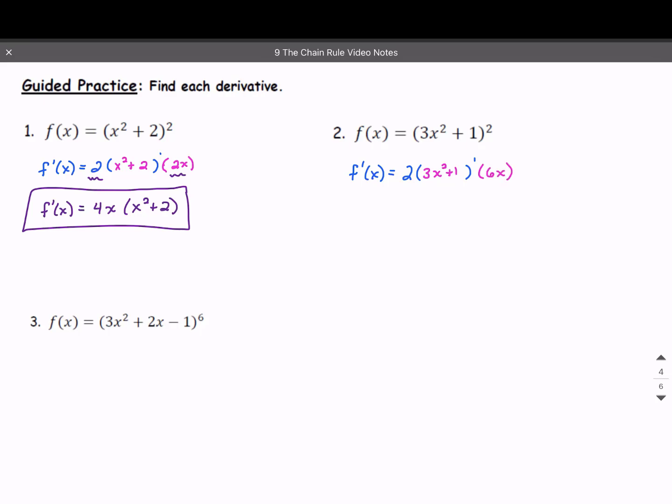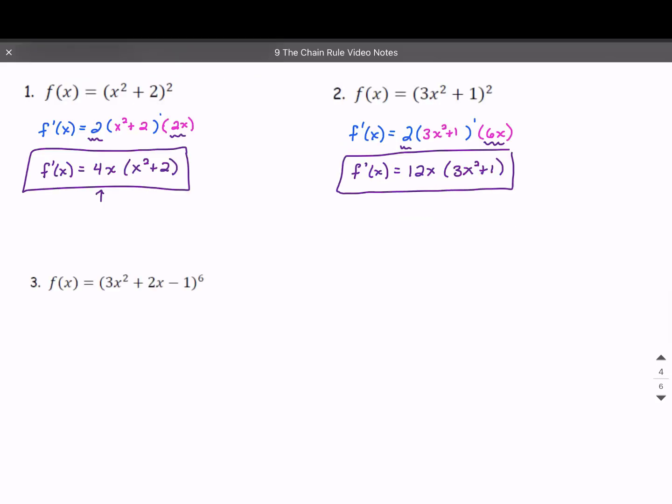And the 1 becomes a 0. We're not done. The derivative of f of x, we have the monomial 2 times 6x is 12x times 3x squared plus 1. Now I'm going to remind you, do not distribute that 12x through. Do not distribute the 4x through. You're going to make your life more complicated. Okay? This is your answer. Stop here. Let's look at the third one.